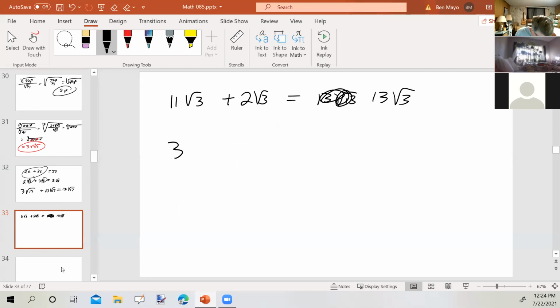Okay, 30 cube roots of 6 minus 10 cube roots of 6 would be 20 cube roots of 6. In this case, subtracting like radicals.